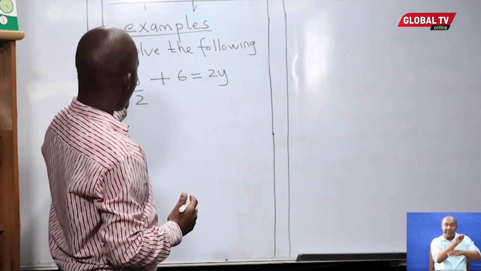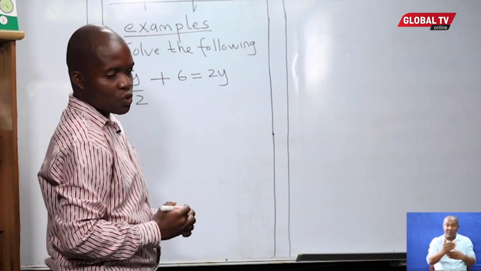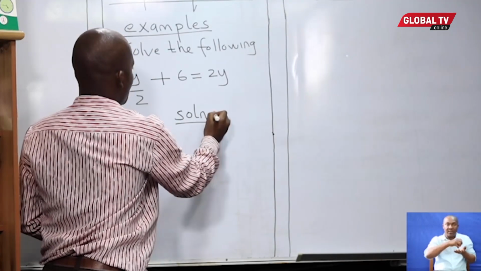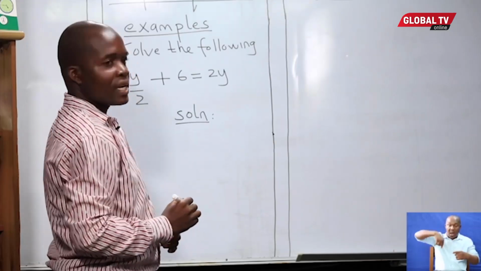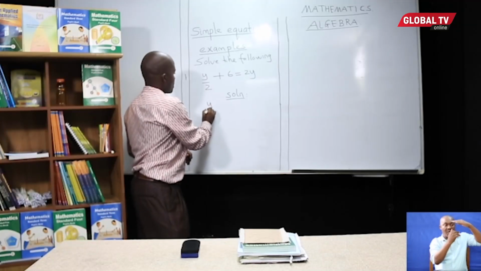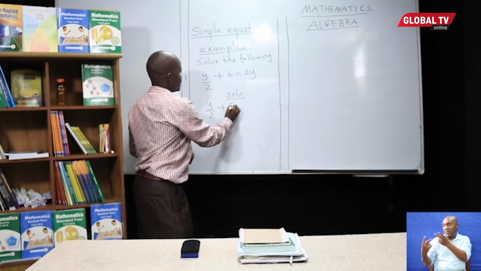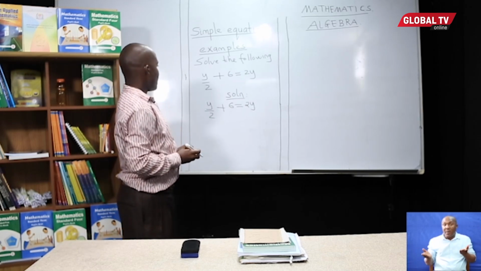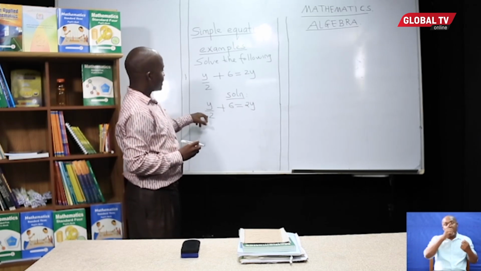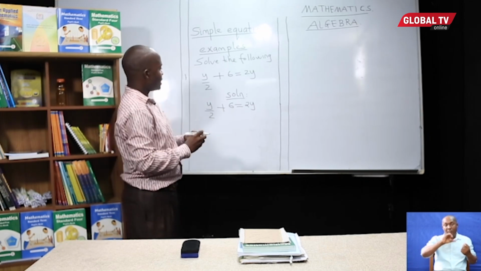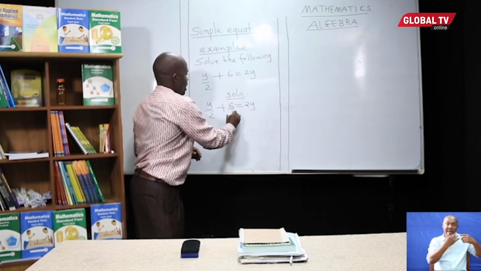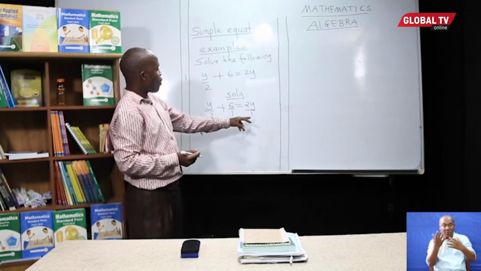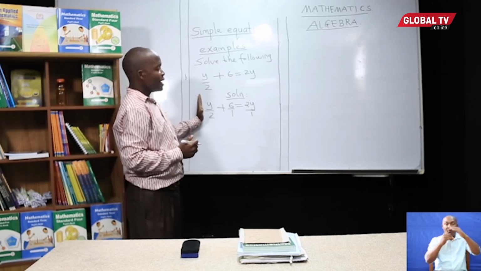Our question is y over 2 plus 6. The answer is equal to 2y. Therefore, solution. The requirement of this question is to find the value of y. In this question, we have denominator number 2. You have to know that this 6 is over 1, and 2y again is over 1. Therefore, in this question, we have 1, 1, and 2 as the denominators.